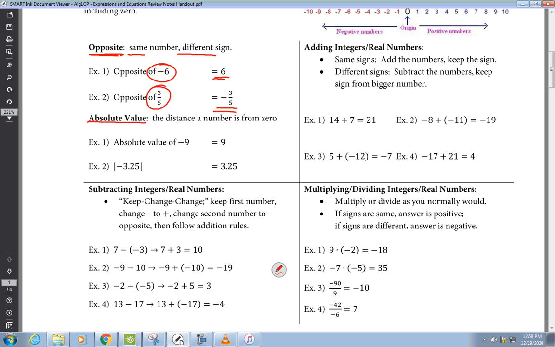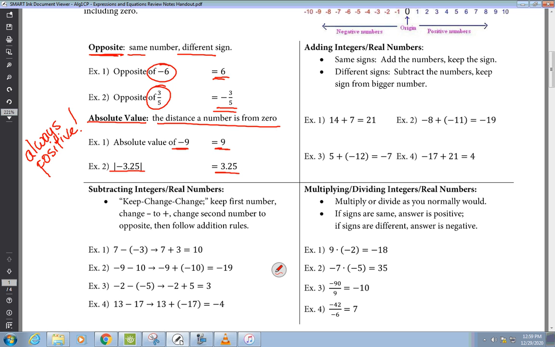Absolute value is the distance a number is from 0. Key thing with absolute value is it always gives you a positive answer. So the absolute value of negative 9 is 9. It's 9 spaces from 0. The absolute value of negative 3.25, so that's the notation for absolute value, would be 3.25. It doesn't matter if the number is given to you as a fraction, as a decimal, or as a whole number, absolute value's definition is still the same.